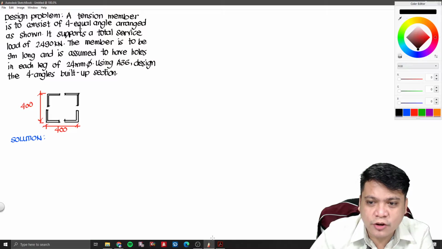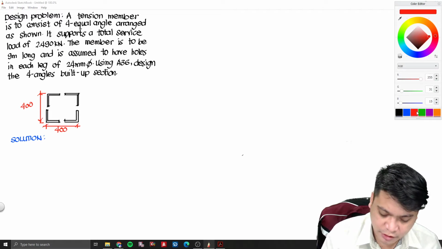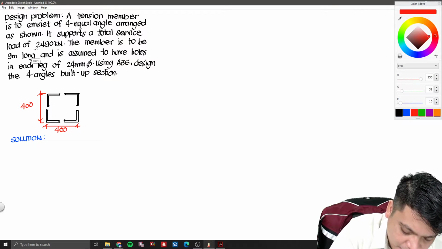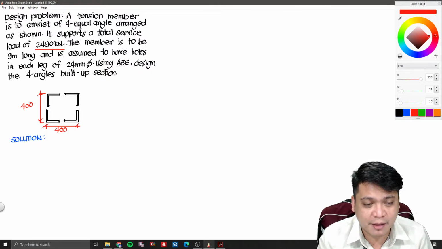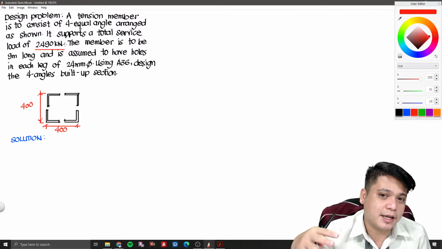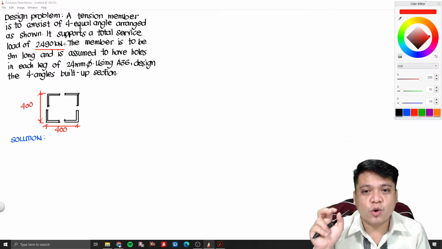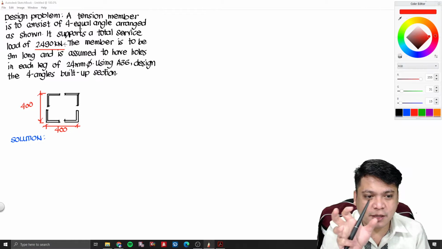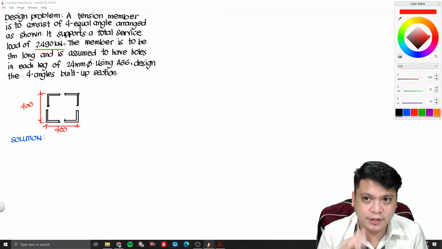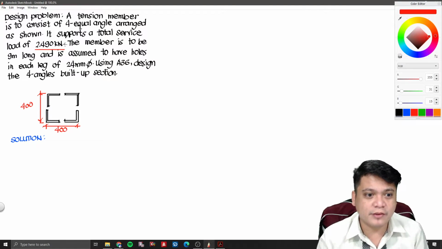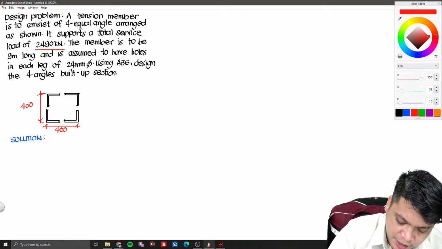Okay? So, let's start. Since ang ibinigay based on the problem is total service of 2490, there's no way na magagamit natin si LRFD. Kasi, hindi naman sinabing ultimate. Also, hindi rin niya in-itemize kung dead load and live load. Okay, so walang separate na dead load, walang separate na live load. Binigay na niya is total service. Okay, if the given is total service, then we should use the allowable stress design. So, this one is ASD.